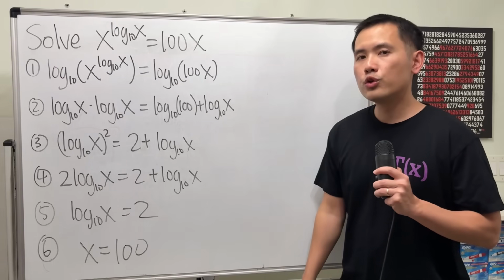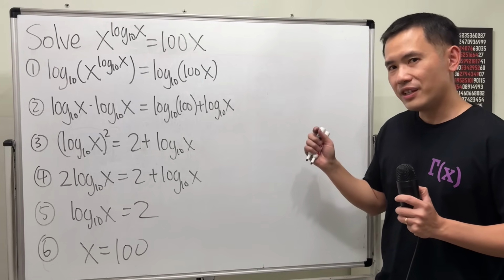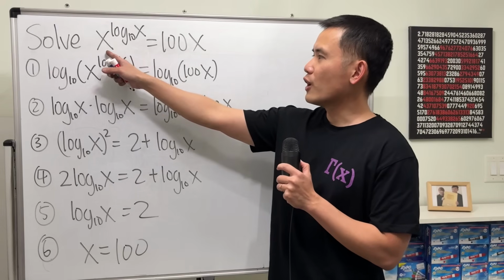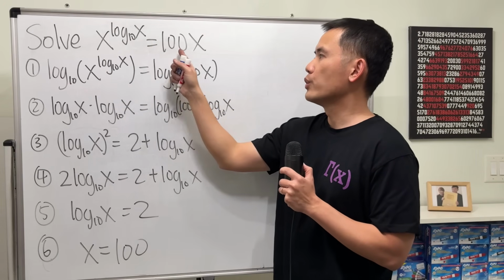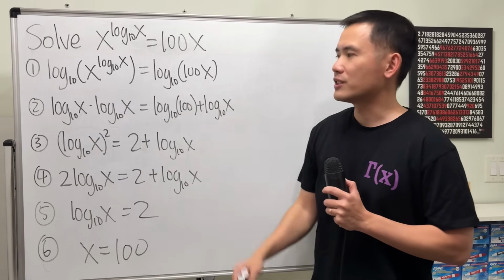So I gave this question to my pre-calculus students before as a challenging question. The goal is to see if you can find a mistake in this solution. Let's have a look. We are trying to solve x to the log base 10 of x is equal to 100x. Step 1, we take log base 10 on both sides.